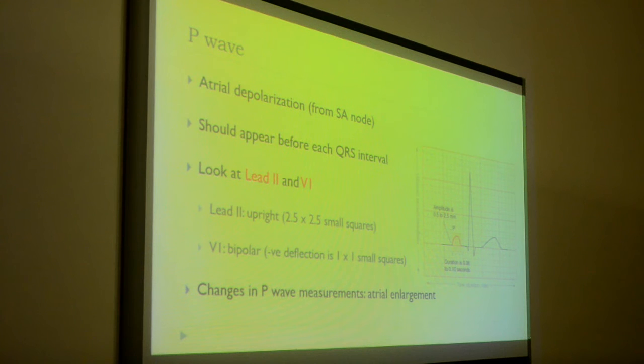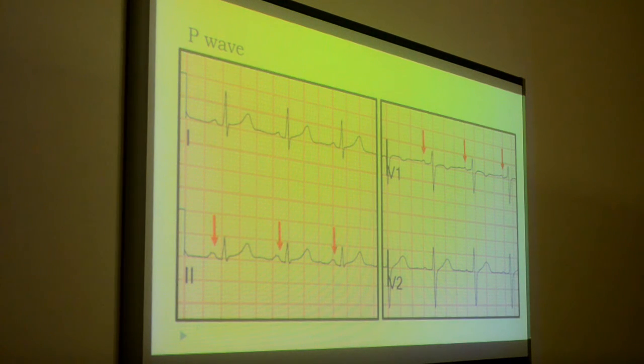Please repeat it. Okay. You look at the amplitude of the P wave. If the amplitude is higher, generally this is right atrial enlargement. If the duration is longer, this is left atrial enlargement. And we said this is, okay, repeat it one more time.